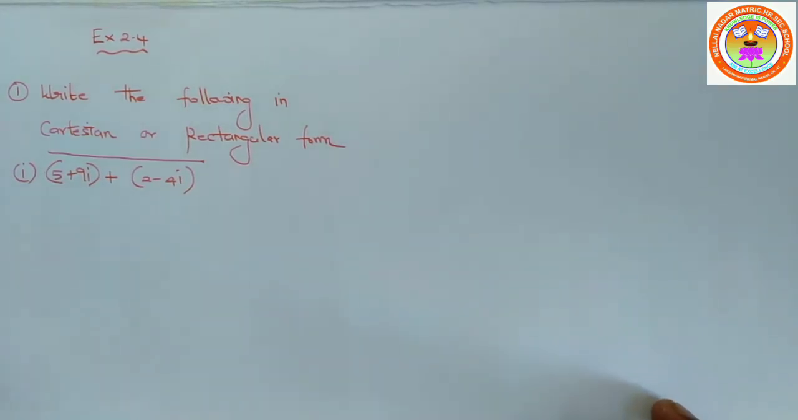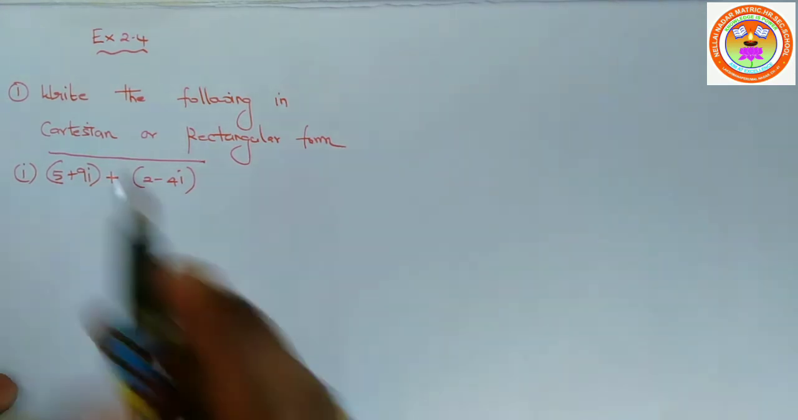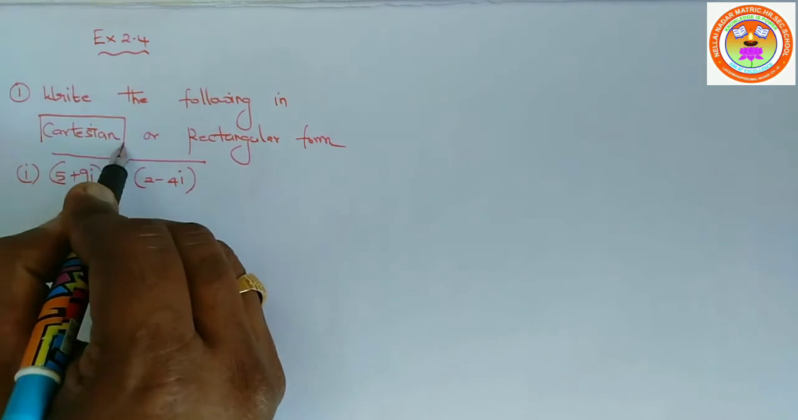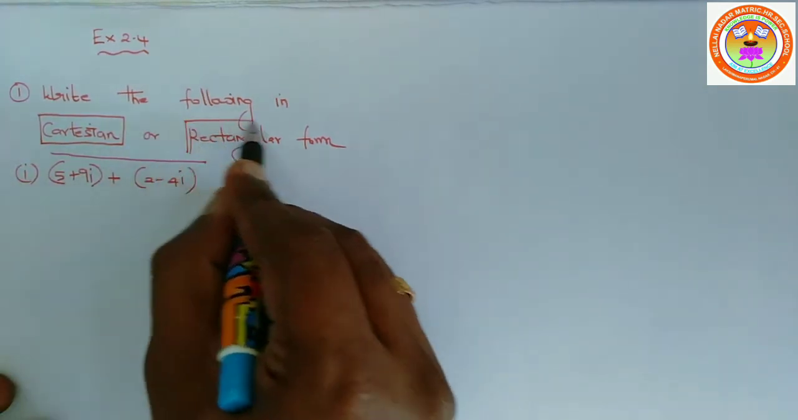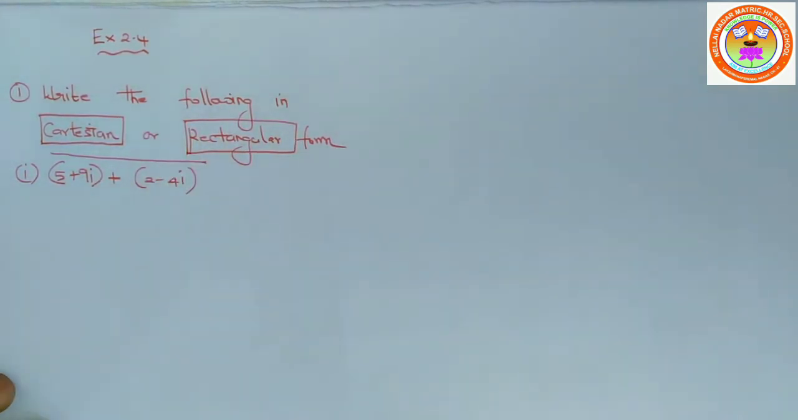Exercise 2.4, the first sum. We have seen the introduction part for exercise 2.4 in detail. Now we are entering exercise 2.4. First sum: write the following in Cartesian form. You can say Cartesian or rectangular form, both are the same.